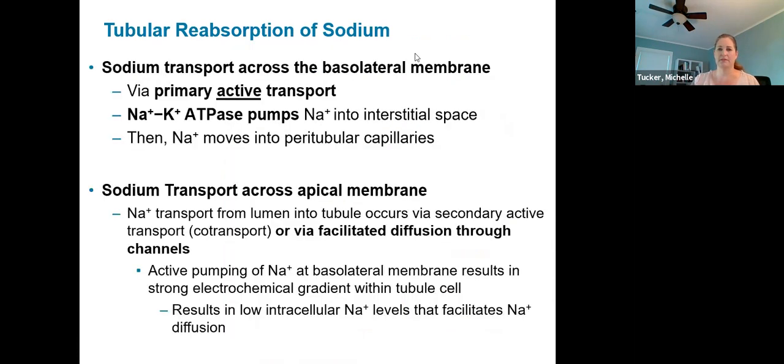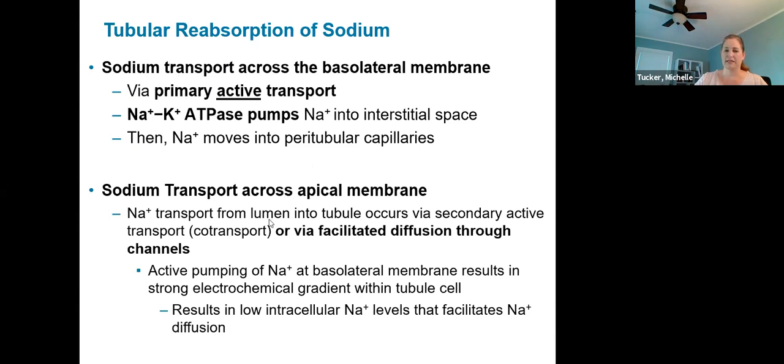So, sodium transport. In the proximal convoluted tubule, we need to move water back into the capillaries, and sodium. We start with sodium for a few reasons. The way that we move sodium is by active transport, which requires ATP. The first part is primary active transport with sodium ATP pumps. It pumps sodium out of the tubule cells and into the interstitial space that will be adjacent to those peritubular capillaries.